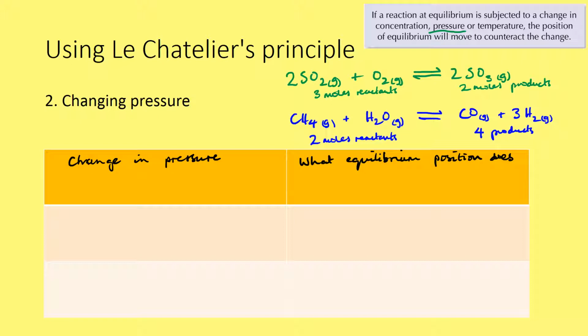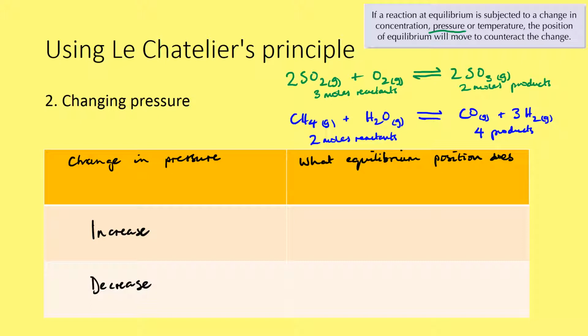Okay, so there are actually only 2 possibilities for a change in pressure. We can either increase it or we can decrease it, because both reactants and products are all mixed up in the same container, and if we're increasing the pressure of reactants, we're doing exactly the same to products and vice versa. So they're the only 2 possibilities. We can either increase the pressure or we can decrease the pressure.